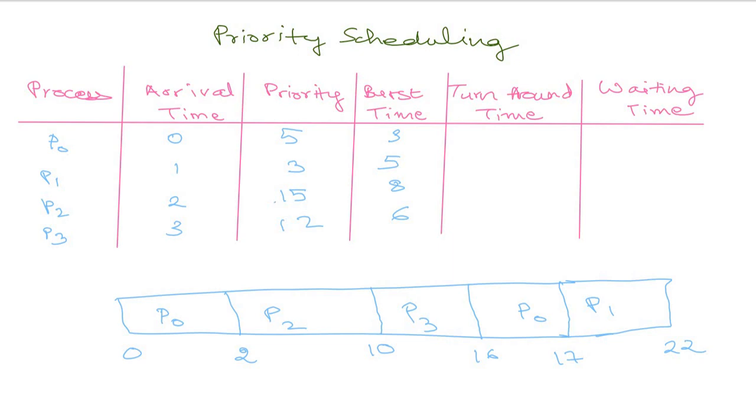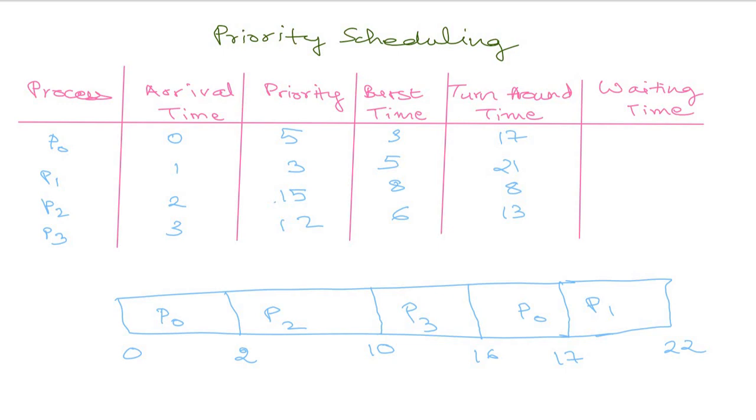Now let's talk about the turnaround time. Turnaround time for P0 would be 17 minus 0, 17. Then for P1 it would be 22 minus 1, which is 21. Then for P2 it would be 10 minus 2, which would be 8. And then for P3 it would be 16 minus 3, that would be 13.